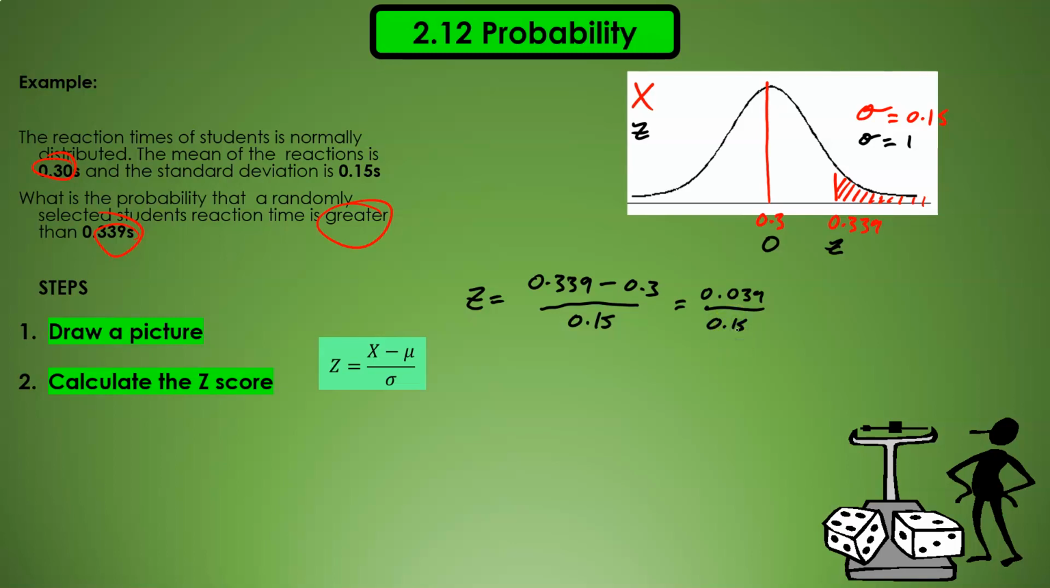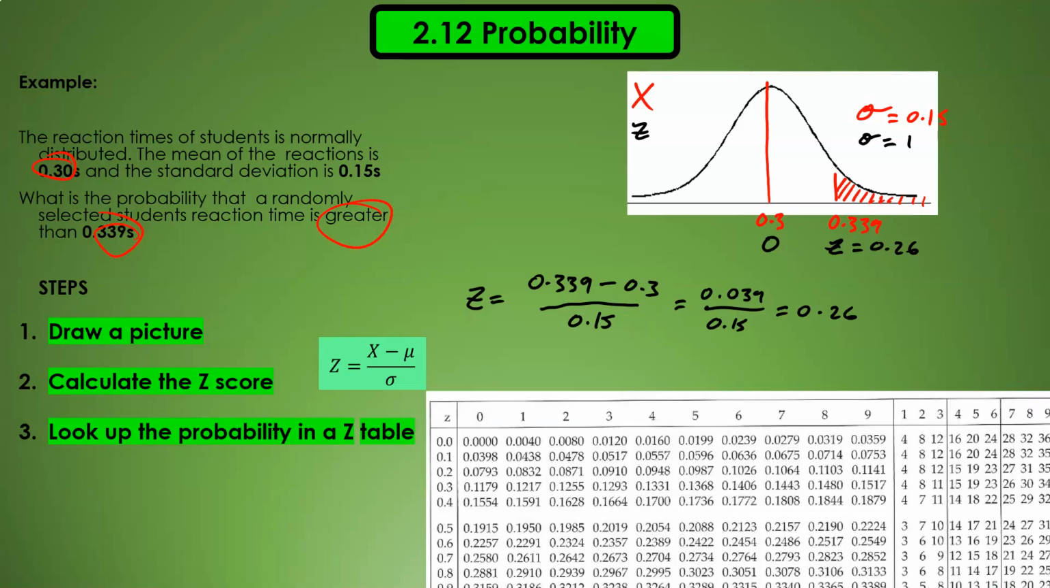Let's try and do that quickly on the calculator. 0.039 divided by 0.15 gives us 0.26. Right, so we now know what the z score is. Now look up the probability from your z table. Here is our z table again. Remember, first decimal place, second decimal place, third decimal place. So 0.26, so 0.2 and 0.06.